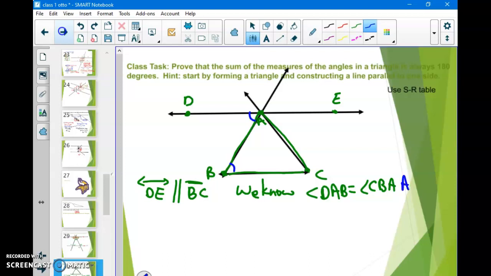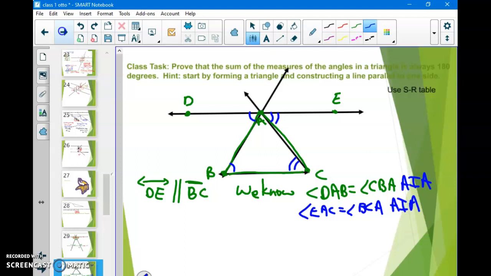So I'm going to write AIA for alternate interior angles there. And we also know we have another set here on the other side. Can I say that this angle and this angle are the same by the same reason? And the answer, of course, is yes. So I'm going to say angle EAC is equal to angle BCA by the same thing, alternate interior angles.